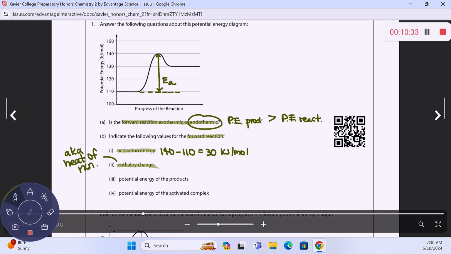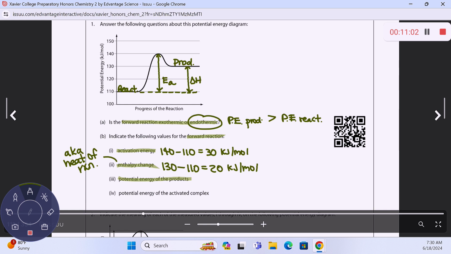Yeah, how'd you get that? Between the reactants and product. So 130 minus 110 is 20. So that means wherever the products are and wherever the reactants are, you're going to subtract this. So this is my delta H right here. All right, this is my reactants. And then this is my products. Okay.